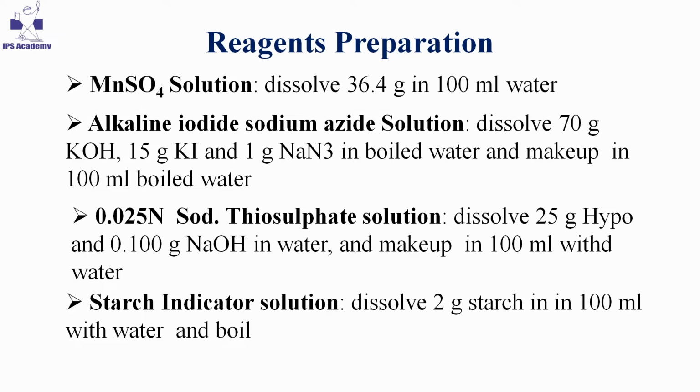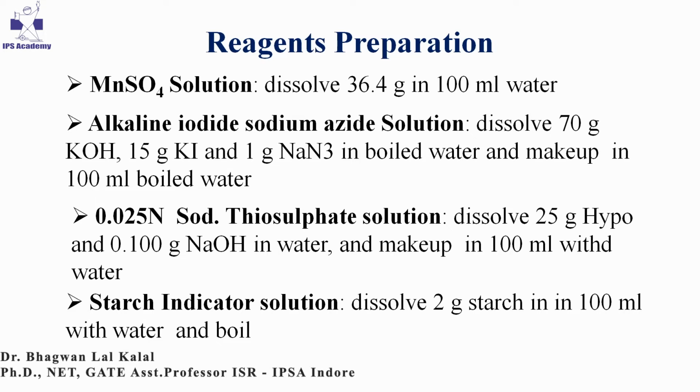The next solution that we have to prepare is hypo solution. It is required for titration purpose. We have to prepare 0.025 N sodium thiosulfate solution. To make this solution, we have to dissolve 25 gram of hypo and 100 gram of NaOH in water, and then make the volume 100 ml.